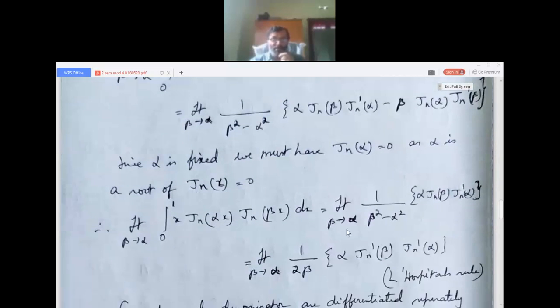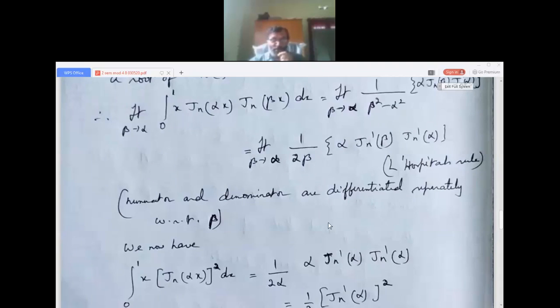Now we differentiate with respect to beta, both numerator and denominator, to apply L'Hospital's rule. If you don't differentiate with respect to beta, this will be 0 again, so it is a 0 by 0 form. So when you differentiate with respect to beta, we get Jn'(beta) and Jn'(alpha) in the numerator, and 2 beta in the denominator. That is L'Hospital's rule, differentiating numerator and denominator separately with respect to beta.